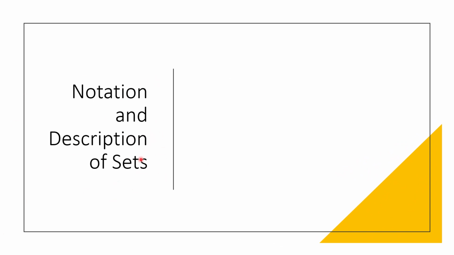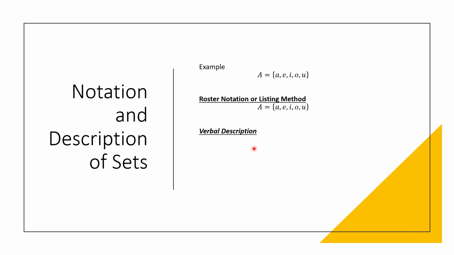Let's talk about notation and description of sets. An example is set A is equal to A, E, I, O, U. The first way to write down a set is known as the roster notation or listing method. The roster is just similar to this one, where A is equal to open braces A, comma, E, comma, I, comma, O, comma, U, and then close braces. That's how you write it in roster notation or listing method. Another way is known as the verbal description. The verbal description is the vowels in the English alphabet. As you can see, we can describe the elements with a unifying descriptor: A, E, I, O, U are the vowels in the English alphabet.